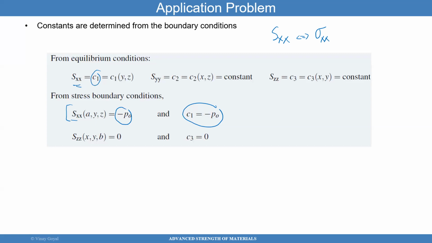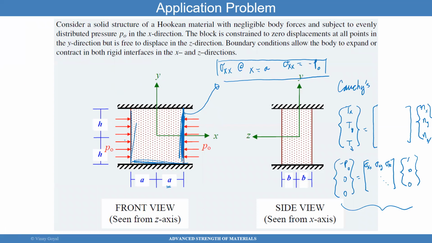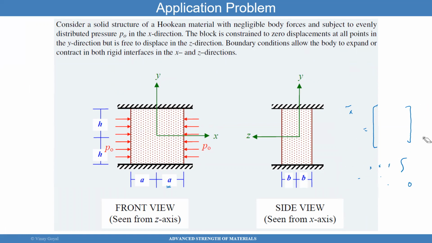Further, SZZ is 0. Why is that? At z equals b. Let's look at that carefully. I examined why sigma xx equals minus p naught at x equals a, but why don't we examine what it will be at the following boundary? Let me show you what I'm talking about. Give me a second. Let's erase this so that it's not cluttered and we can follow what's going on here. So let's look at that boundary, right? The boundary that I'm talking about is this one.